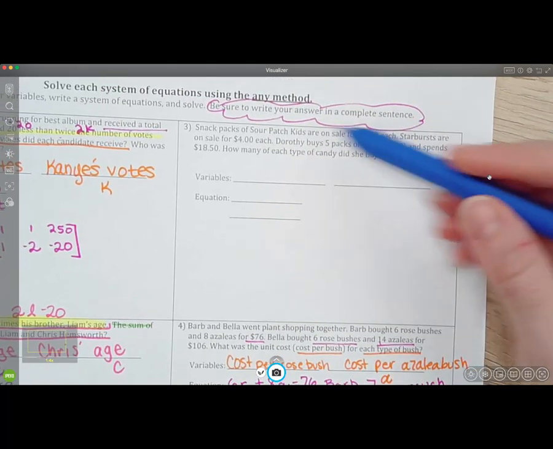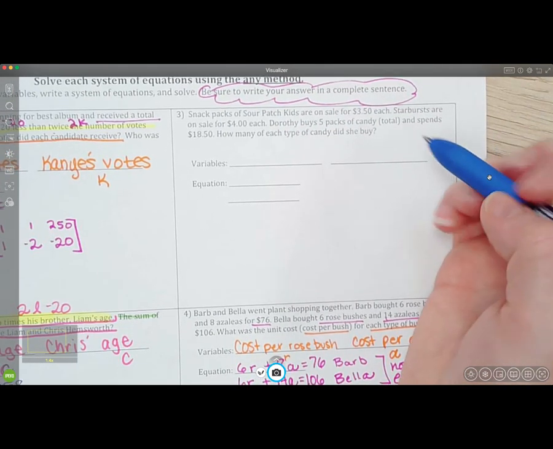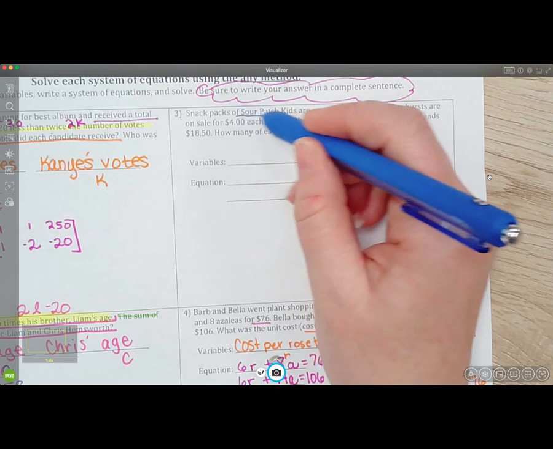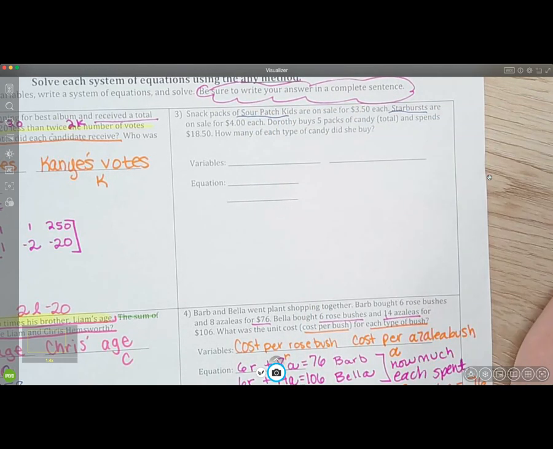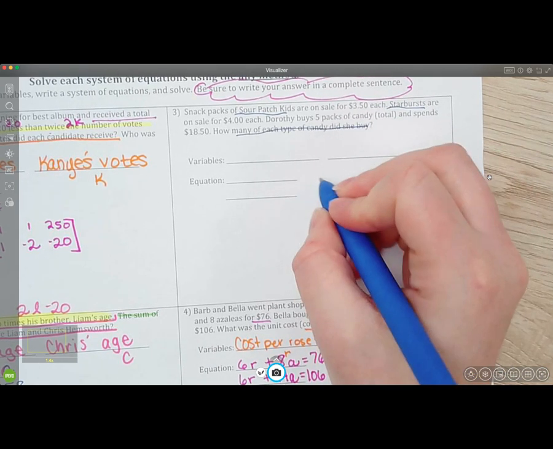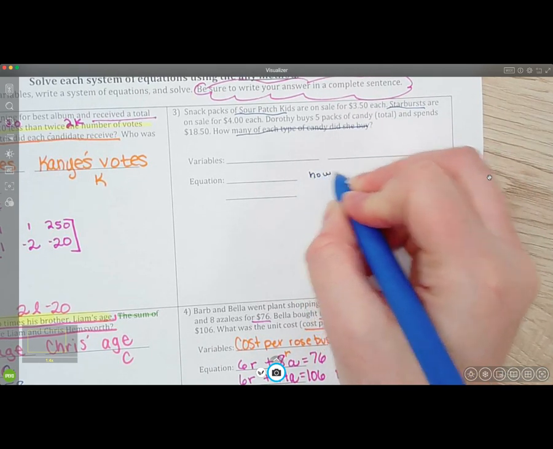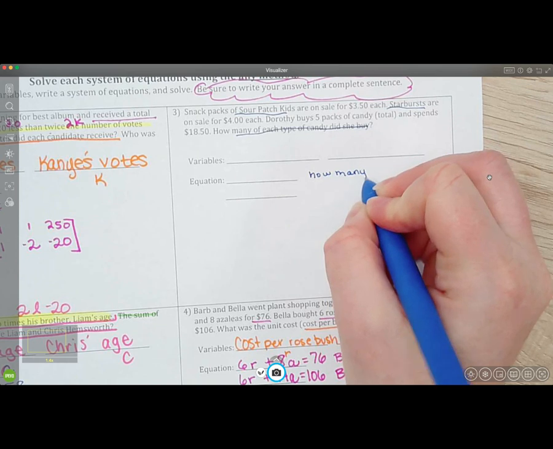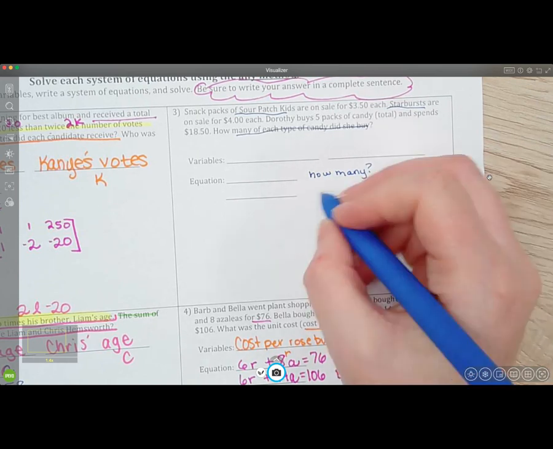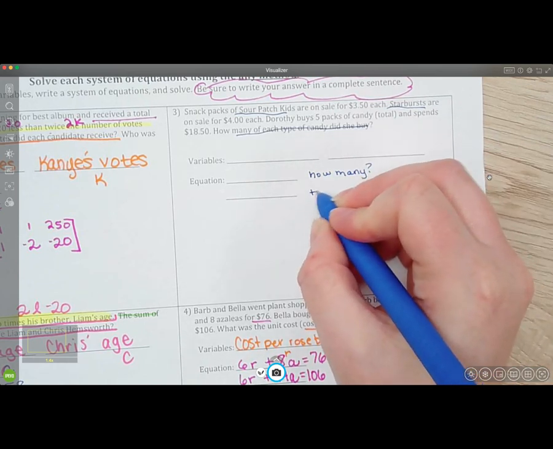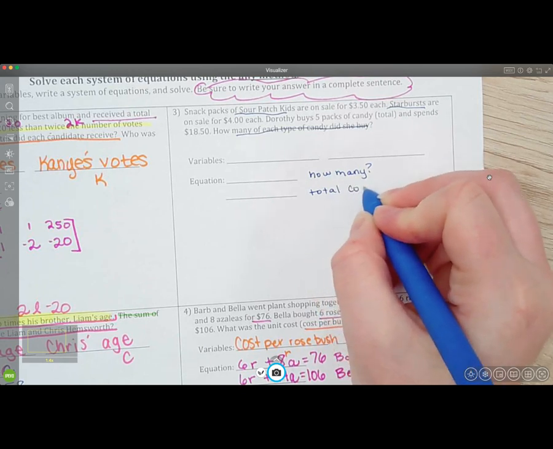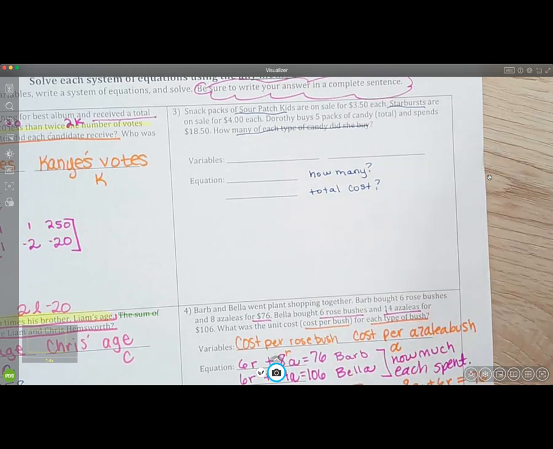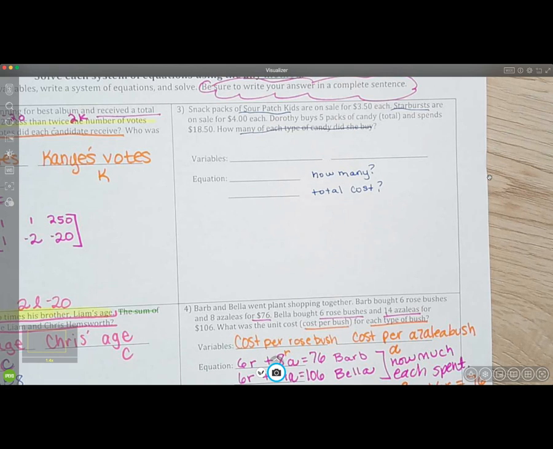Okay, then I want you to do this one by yourself. You're dealing with the two different types of candy and how many of each type. It gives you the price. So your equations are going to be written as your first one, how many, which is your quantity, and total cost, which is how much are they worth. So that's your hint on that.